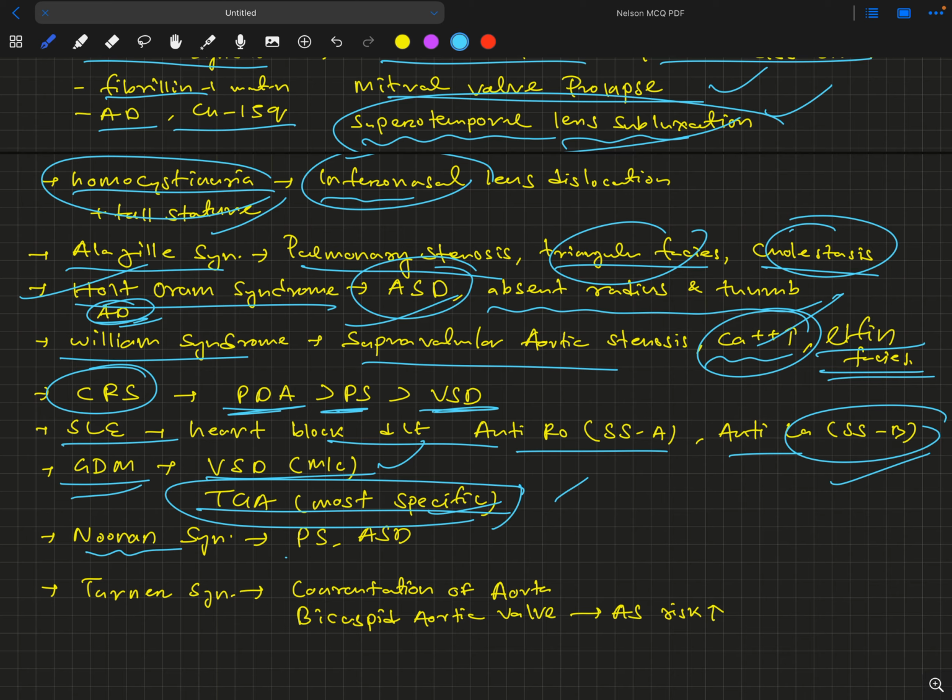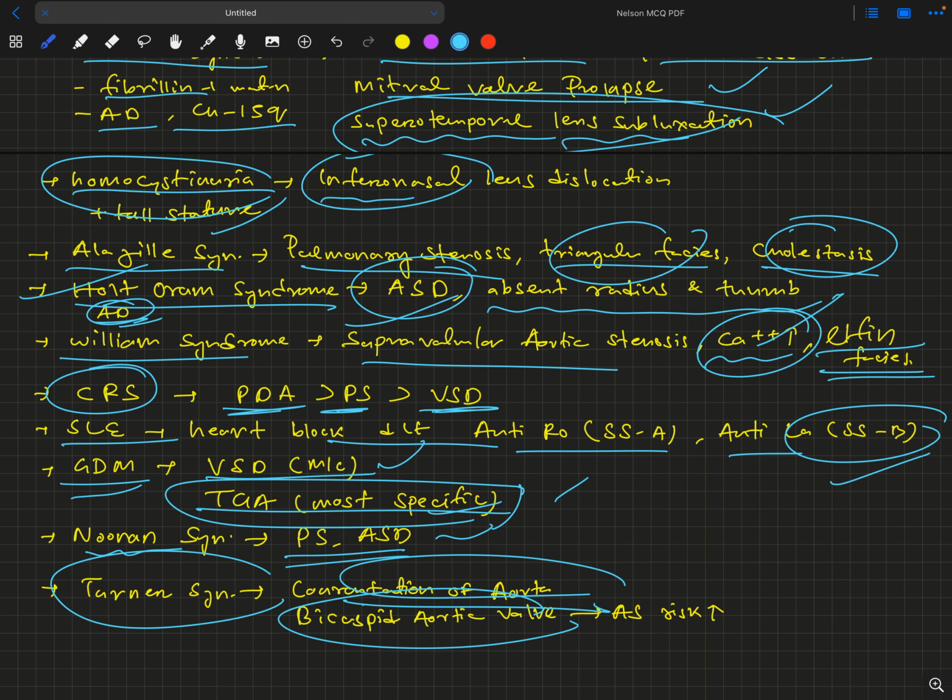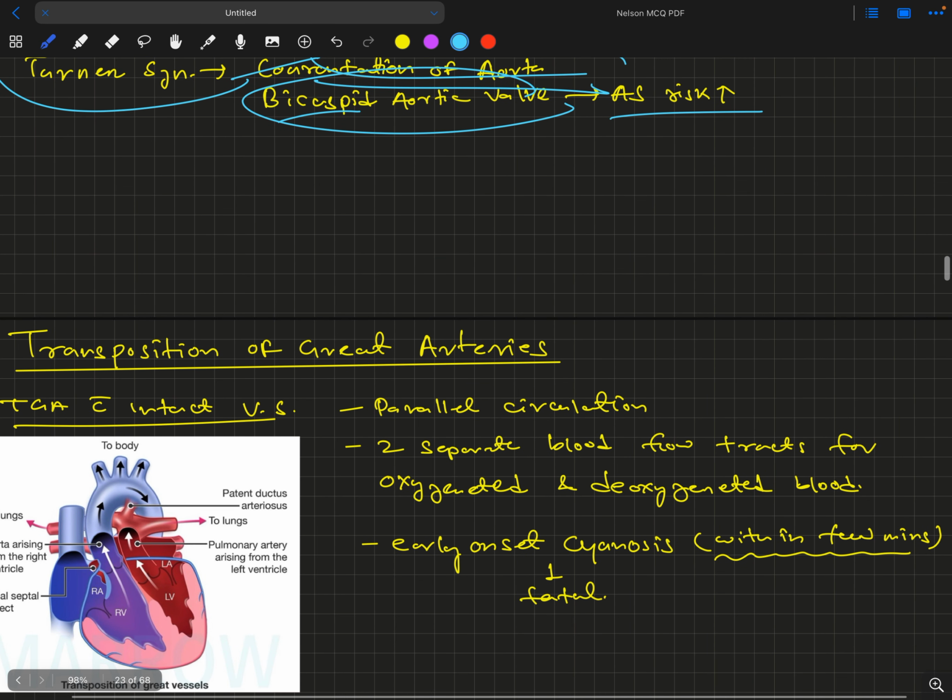Noonan syndrome, there will be pulmonary stenosis and ASD. Turner syndrome, there will be coarctation of aorta and bicuspid aortic valve. Turner syndrome means there will be coarctation of aorta and bicuspid aortic valve, which increases the risk of aortic stenosis, as a bicuspid valve increases the risk of stenosis and a tricuspid valve increases the risk of regurgitation.